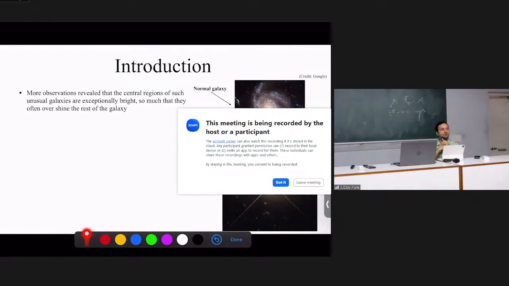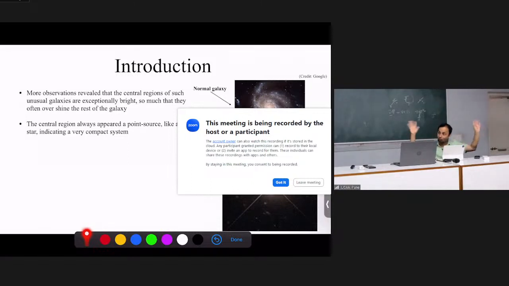Okay? Can you see the whole galaxy? Who can see the whole galaxy? I want to know. No one can see the whole galaxy, of course. This means the central region looks like a star, like a point. So can we have such a super bright star at the center of that galaxy, which is so bright that it is overshining the rest of the whole galaxy?